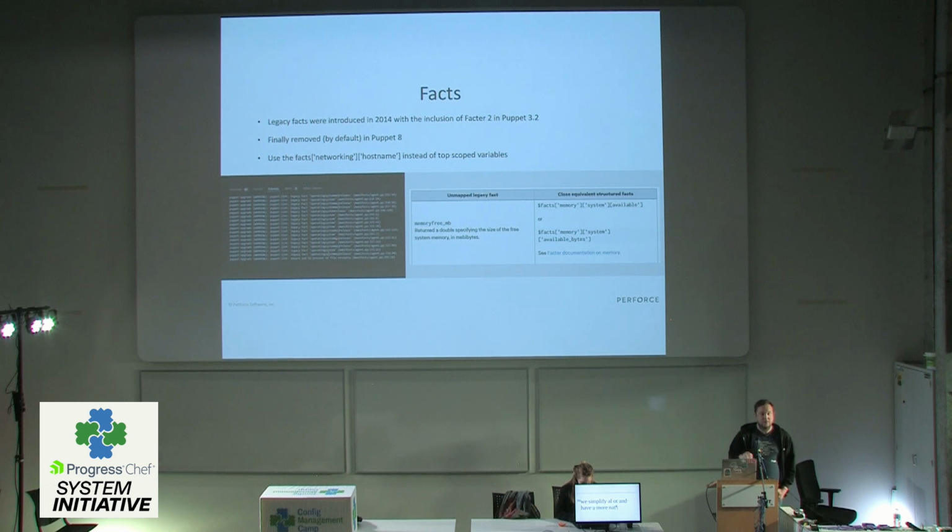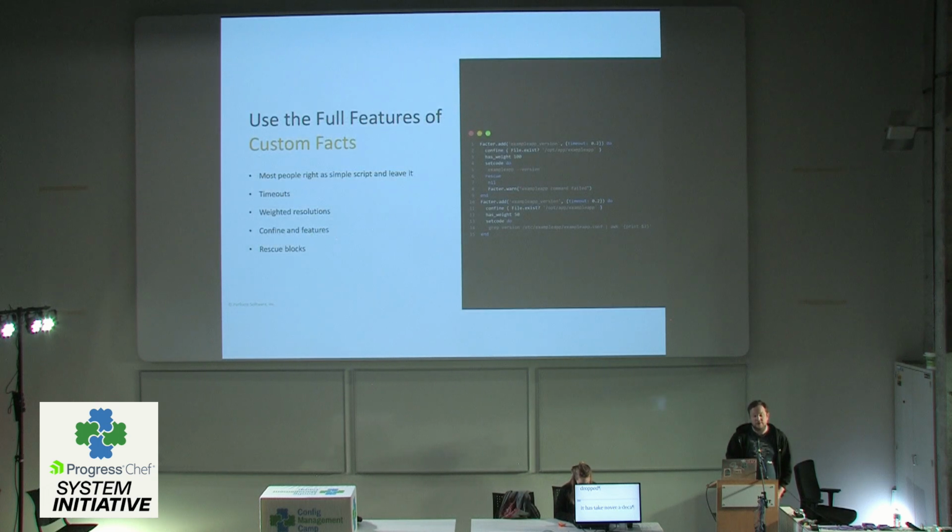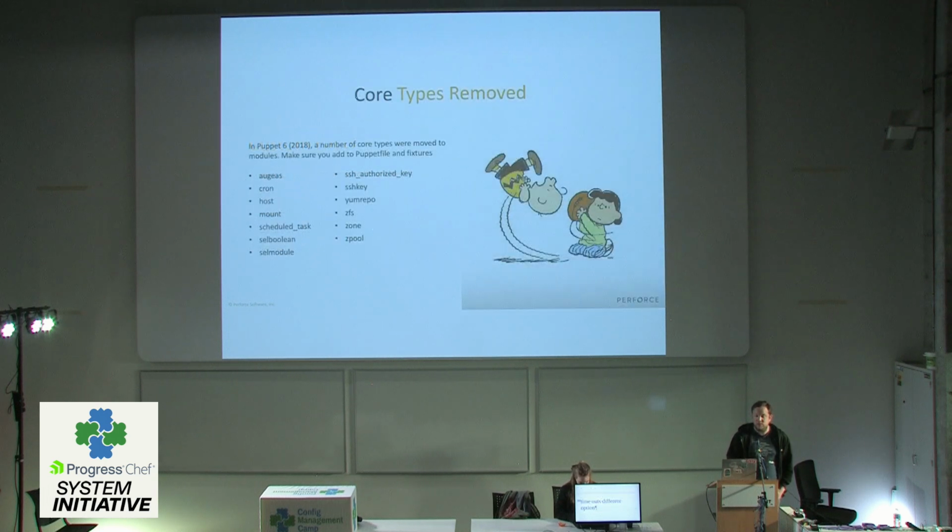Facter, again, legacy facts are dropped with Puppet 8, and it has taken over a decade. So use the modern facts, use our docs to find alternatives, and ideally use the tools to automatically do it for you. But also with custom facts, we've failed to use some of the features that have been available for a long time. Things like timeouts, having weighted resolutions so you can have different options, confining features to only run it in certain places, and rescue blocks when you have failures.